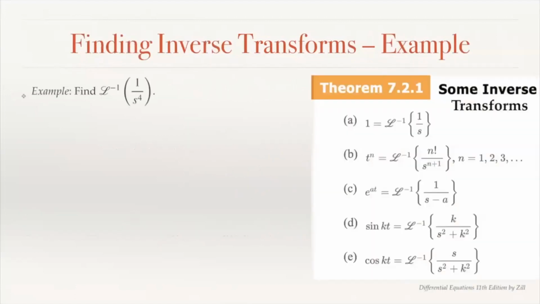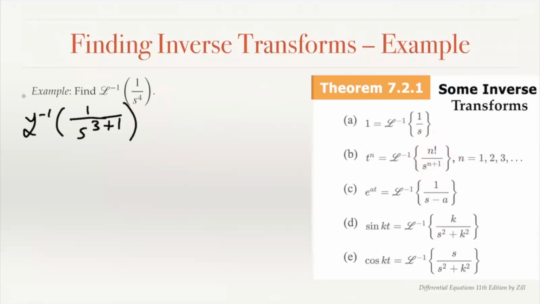Let's do an example. Let's find the inverse Laplace of 1 over s to the 4th. And the idea behind finding inverse Laplace transforms is to look at our list of known Laplace transforms and identify an element that looks like what we're given, and manipulate what we're given to look like that element. So in this case, 1 over s to the 4th, that looks like n factorial over s to the n plus 1. So the idea is we'll write this first as 1 over s to the 3 plus 1, and we want to make it look like this.